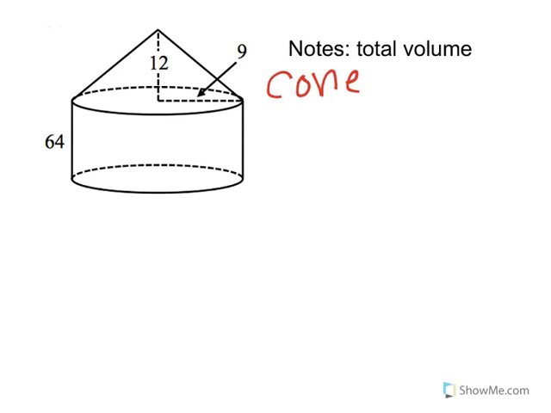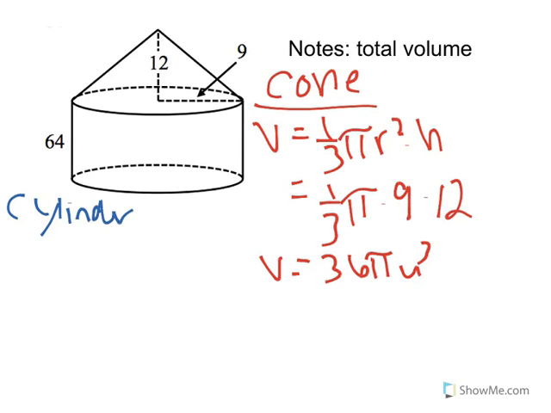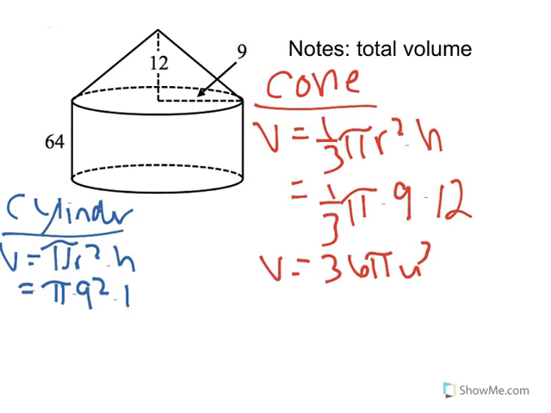I'll take the cone first, where our volume formula is 1/3 pi r squared times the height. So 1/3 pi, the radius of the cone is 9, and then the height is 12. So we get the volume for the cone to be 36 pi units cubed. Now let's look at the cylinder. Our volume formula for a cylinder is pi r squared times the height. So pi times the radius of the cylinder, which is also 9, squared, and then the height of the cylinder is 64.